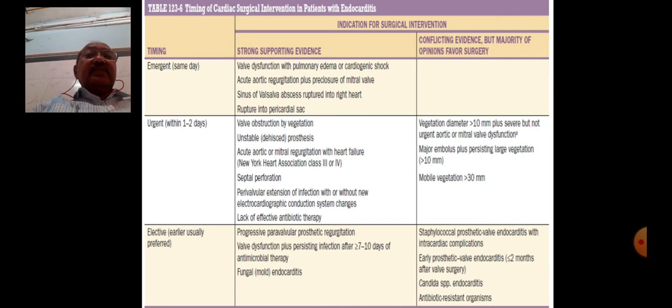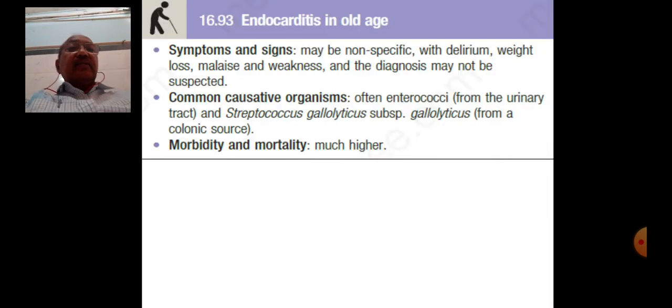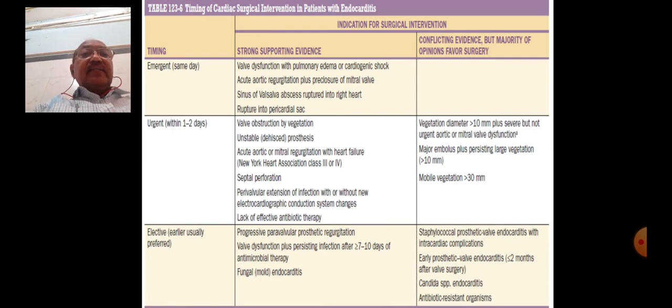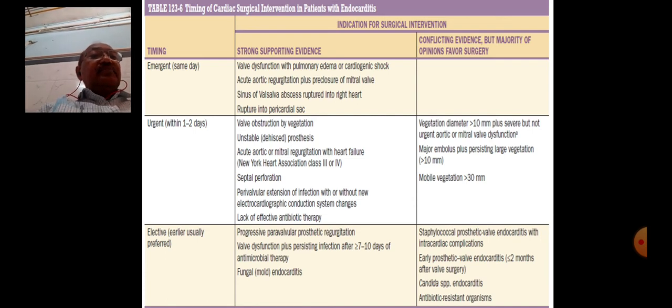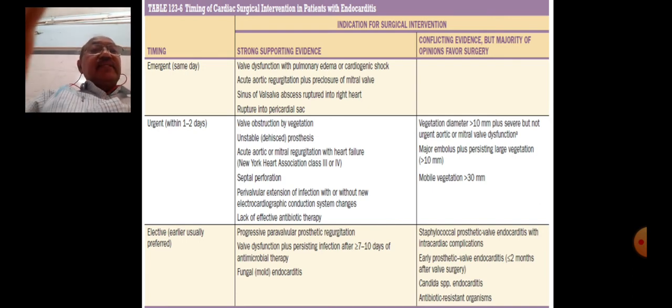The urgent, that you can do in a day or two: valve obstruction by vegetation, unstable or dehiscence processes, aortic or mitral regurgitation with heart failure, NYHA class 2, 3 or 4, septal perforation, perivalvular extension of infection with or without new echocardiographic conduction system damage, and lack of effective antibiotic therapy. Whenever the vegetation diameter is beyond 1 centimeter but not urgent aortic or mitral valve dysfunction, you can perform in a day or two.